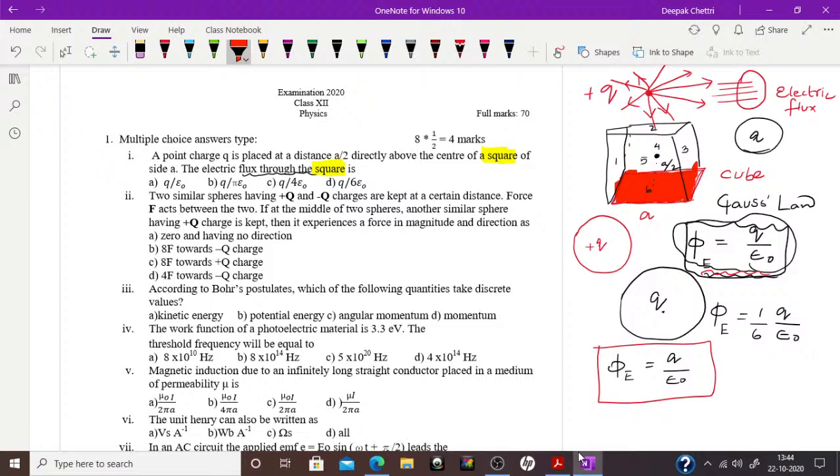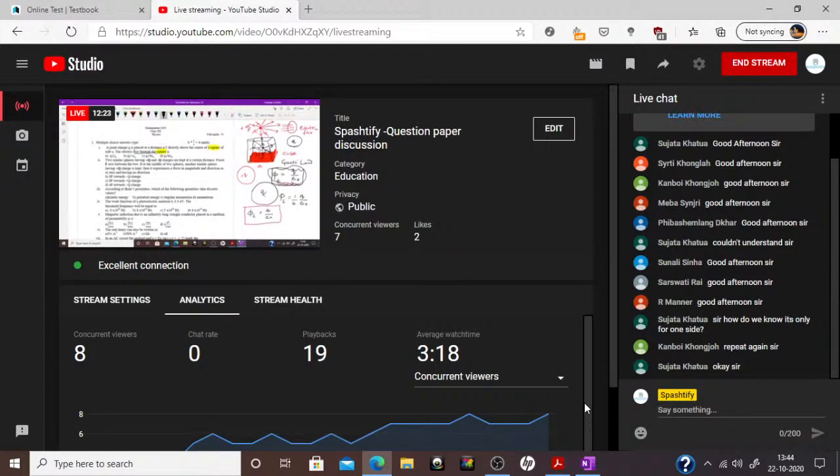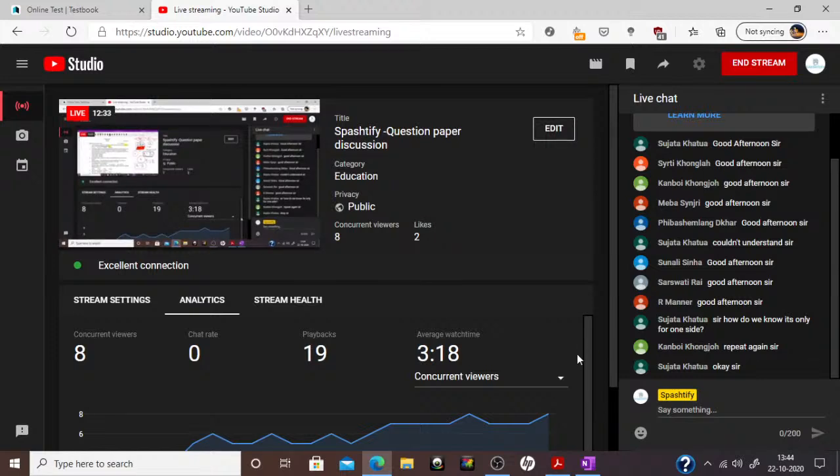So that's why I divided by 6, right? Because the electric flux will pass through all the regions equally. The lines of force that start from this charge will pass through all the regions equally, an equal amount of lines of force through each. So I have divided by 6 to get the flux only through one surface. Okay, now yes or no? Is it clear now?